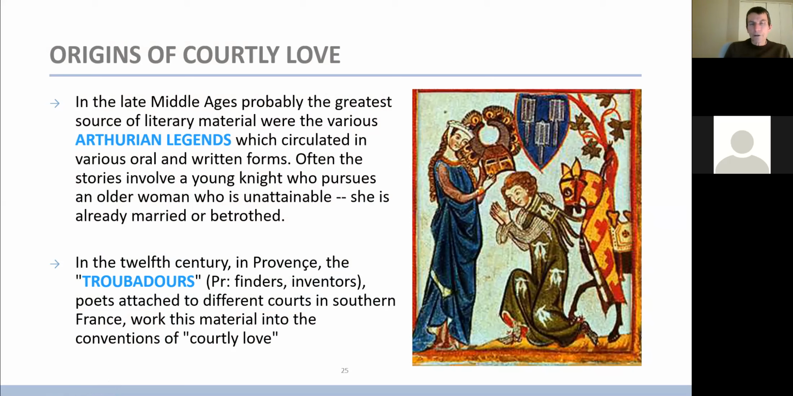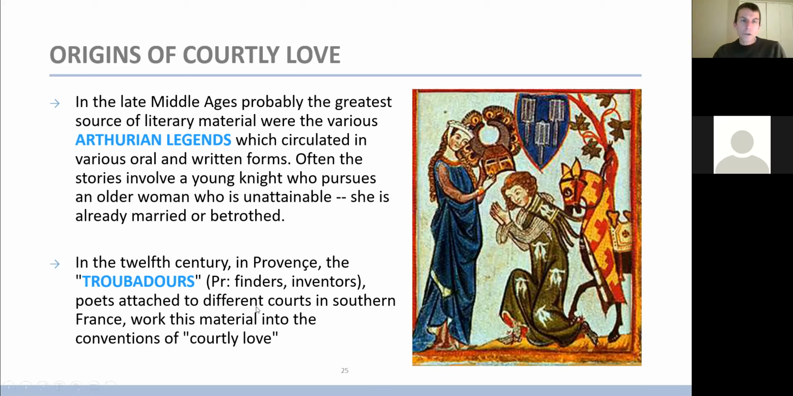The biggest source of literary material were the Arthurian legends. In these legends, you have knights going on quests for a grail, quests for truth, quests for what have you, often in the service of some unattainable lady, because she's married or betrothed already. Famous Guinevere and Sir Lancelot, of course, broke the rules and actually had an affair in some versions.